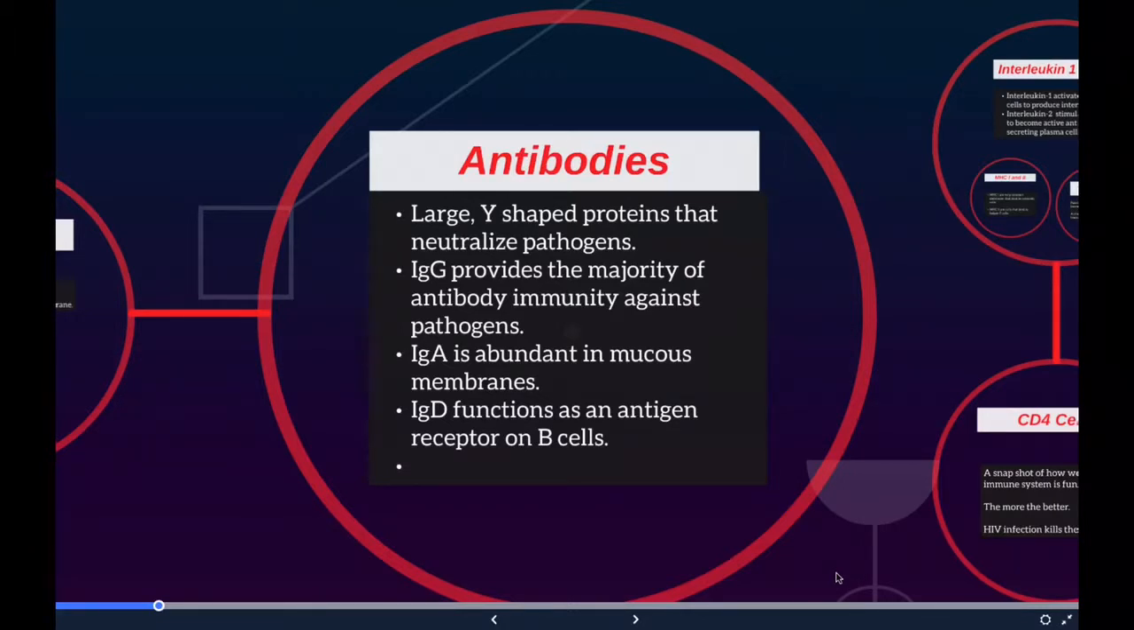Immunoglobulin D functions mainly as an antigen receptor on B cells that have not been exposed to antigens. In B cells, immunoglobulin D's function is to signal the B cells to be activated. By being activated, B cells are ready to take part in the defense of the body in the immune system.